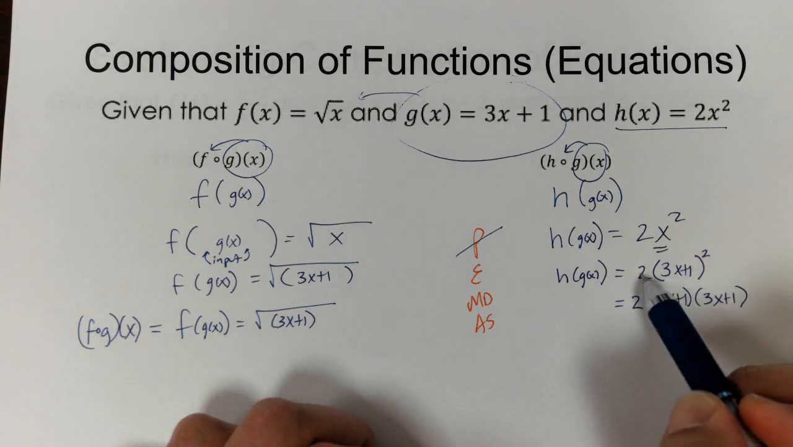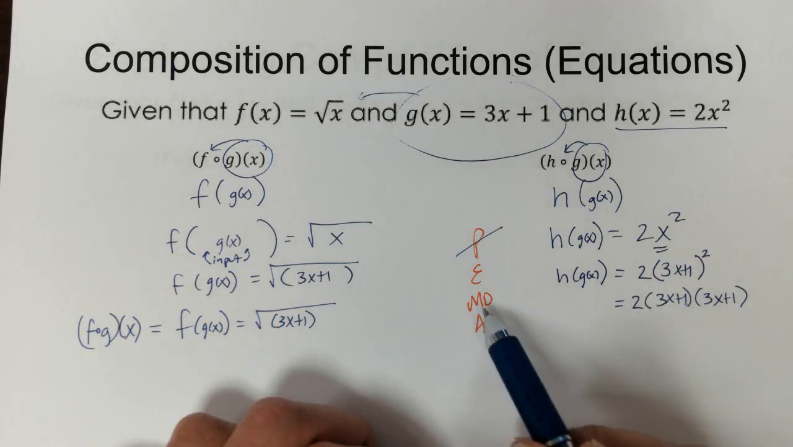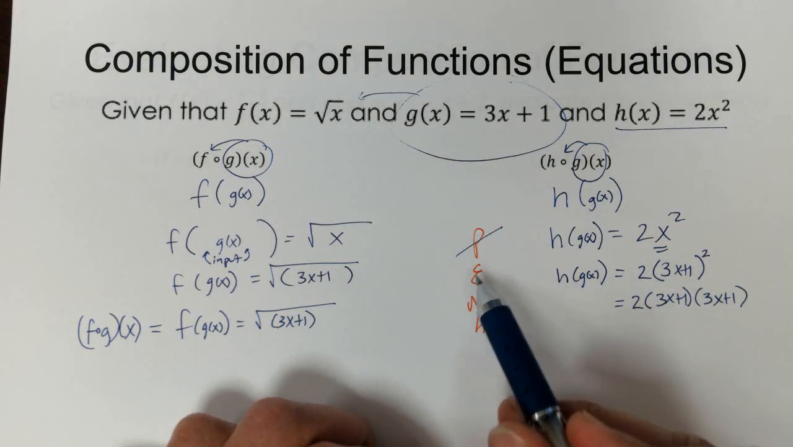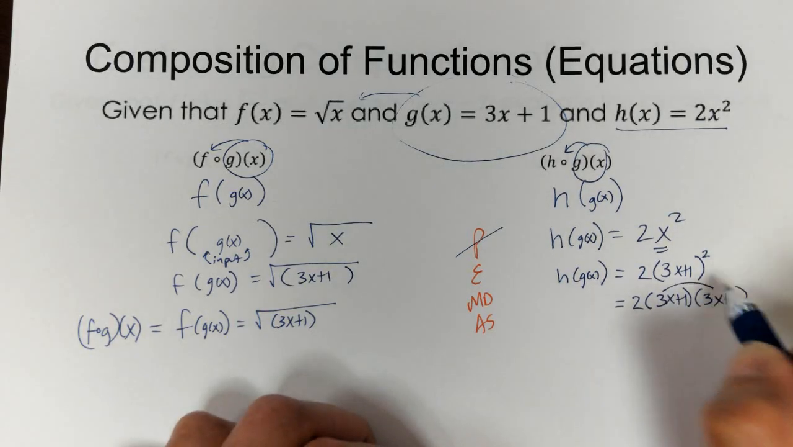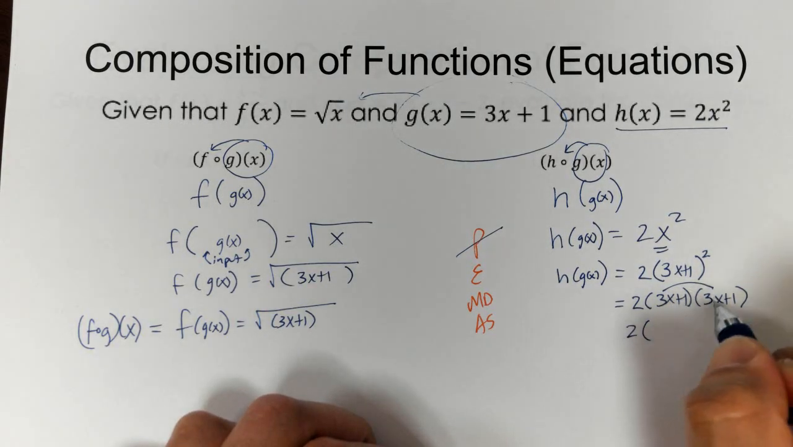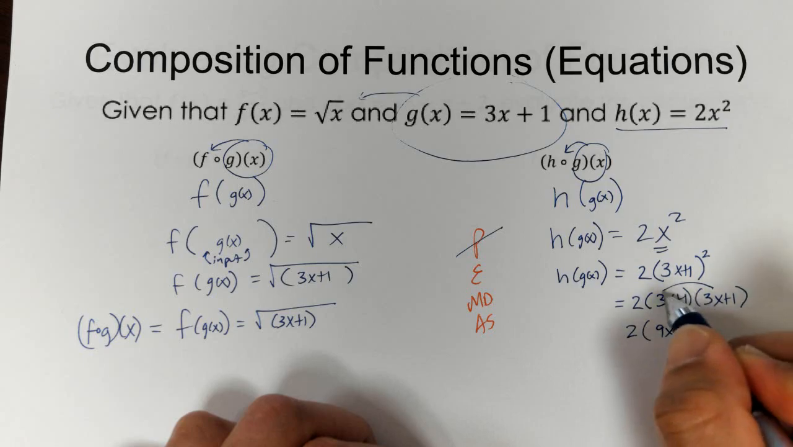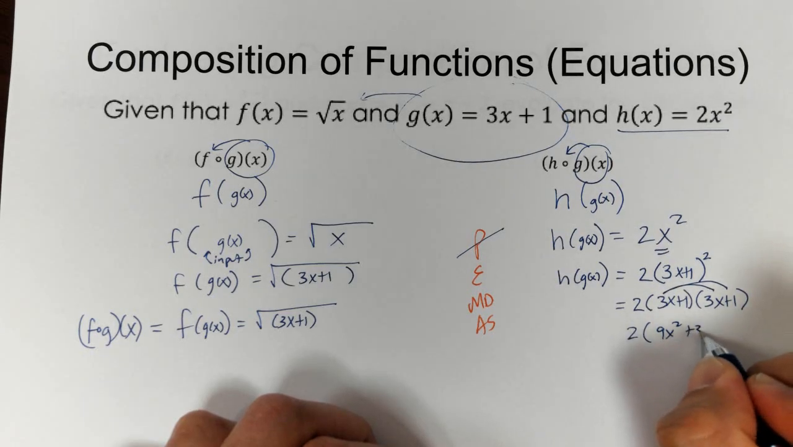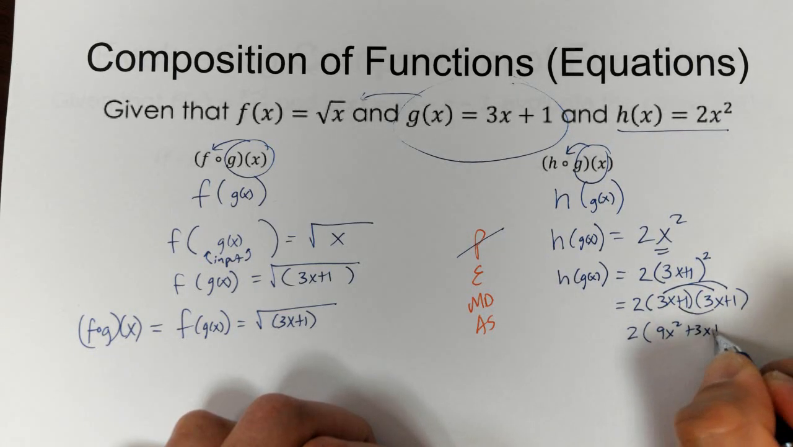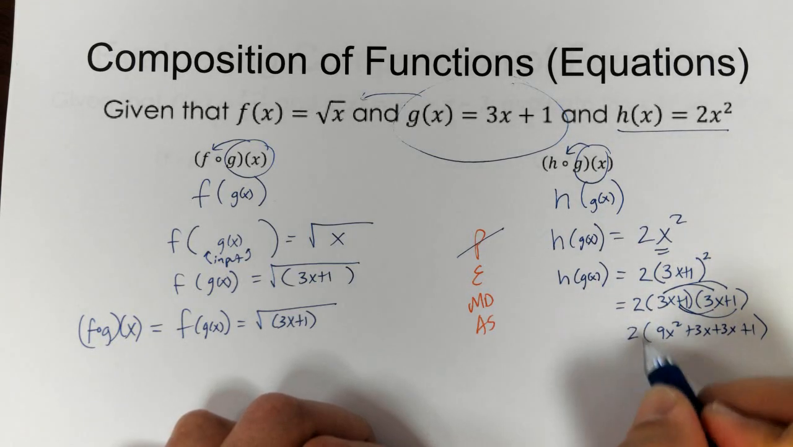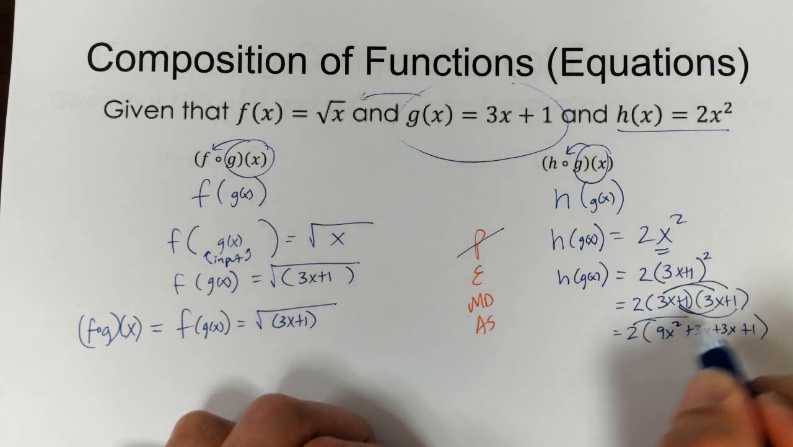People tend to want to multiply the 2 in first, but multiplication comes later. Let's do the exponent part first. So I gotta multiply these. 2 times, this is 9x squared. 3x times 1 is positive 3x. 1 times 3x is 3x, and 1 times 1 is 1. Now I can distribute the 2 into the whole thing.